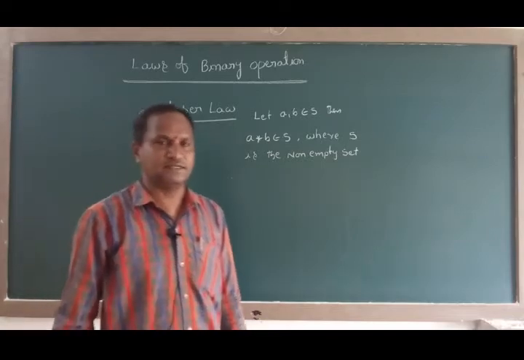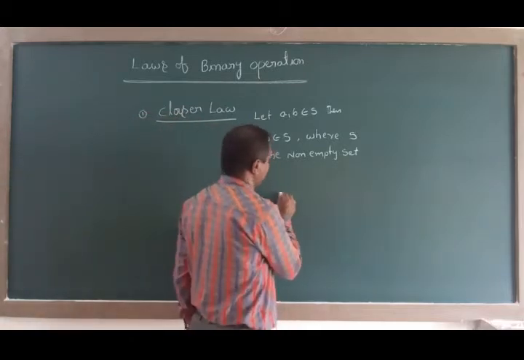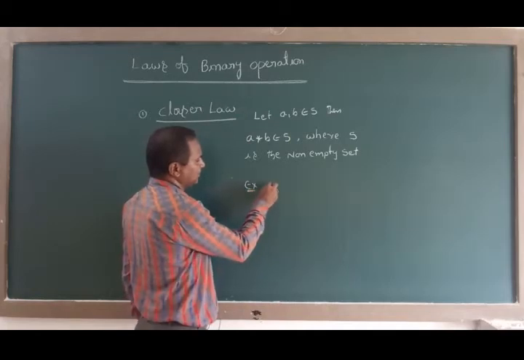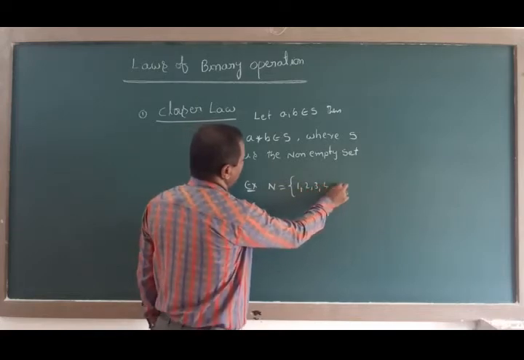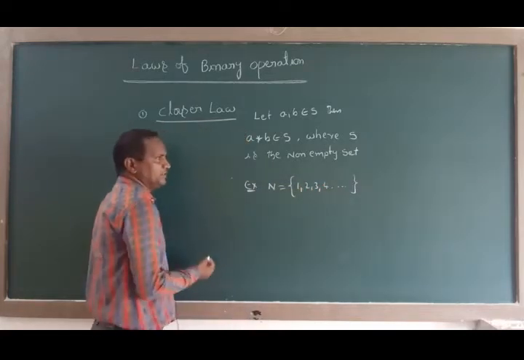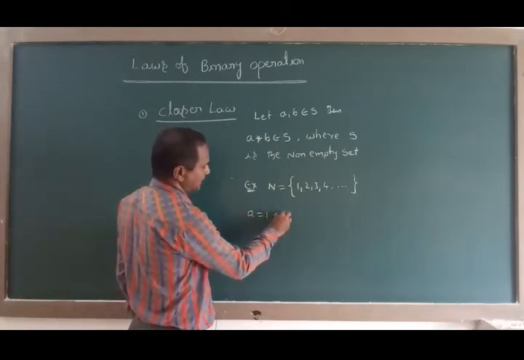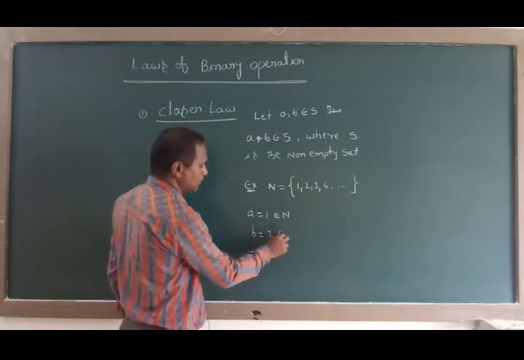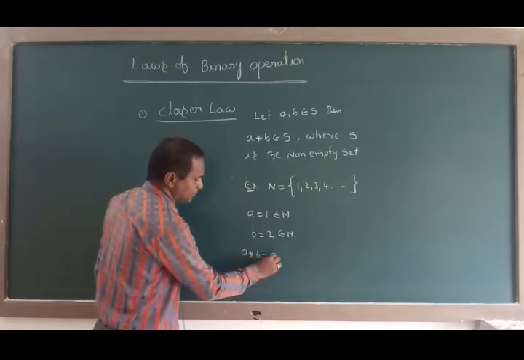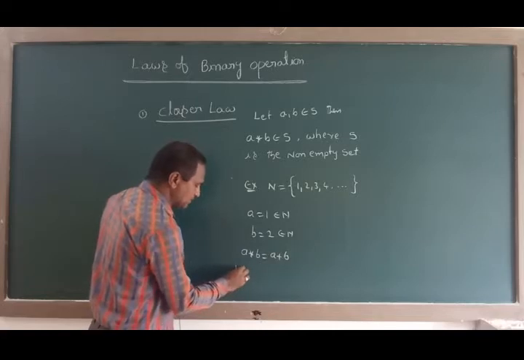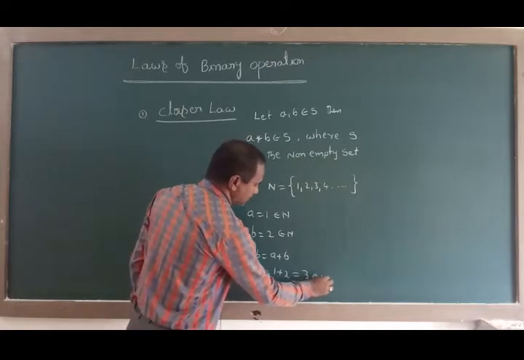For example, for closure property, N is the set of all natural numbers. Example, N is equal to the set of all natural numbers 1, 2, 3, 4 and so on. Take with respect to addition. A is equal to 1 belongs to capital N, B is equal to 2 belongs to capital N. Take A star B is equal to A plus B, you define like this. Then 1 star 2 is equal to 1 plus 2 is equal to 3 belongs to capital N.